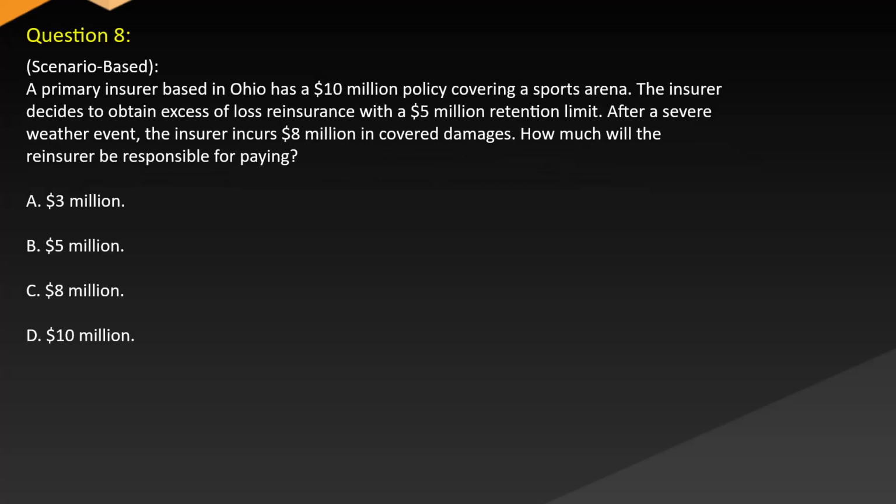Question 8. Scenario-based. A primary insurer based in Ohio has a $10 million policy covering a sports arena. The insurer decides to obtain excess of loss reinsurance with a $5 million retention limit. After a severe weather event, the insurer incurs $8 million in covered damages. How much will the reinsurer be responsible for paying? A. $3 million. B. $5 million. C. $8 million. D. $10 million.